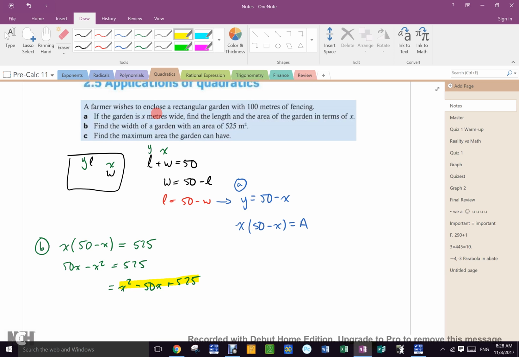What am I trying to do here right now? Trying to find the width, yes? Which means I need to solve for x, yes? So that means I need the roots, yes? So do I need to do the quadratic equation?